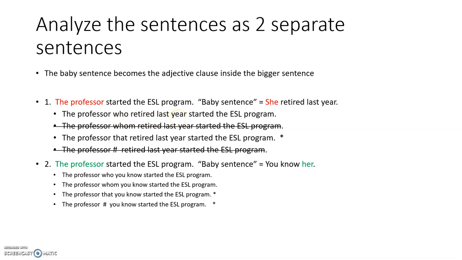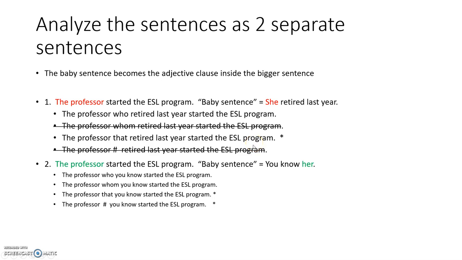If it's a subject, I cannot use whom. Whom is only for objects. So that's why this second one is not correct. Remember, that is probably the most common pronoun because we use it for people and for things. And I'm pretty sure that it's more common. Definitely who and that are both correct, but I put an asterisk here. I'm pretty sure this would be the most common way for people to say this sentence. The professor that retired last year started the ESL program.